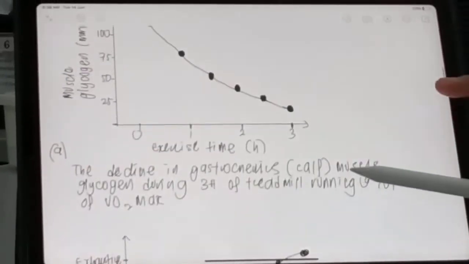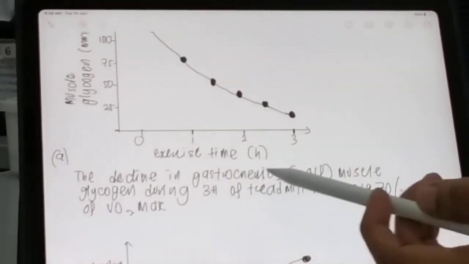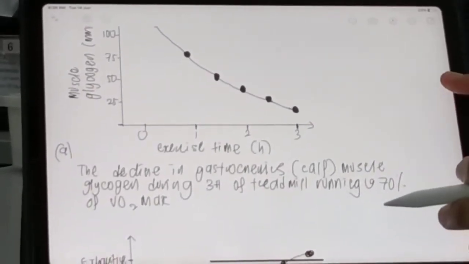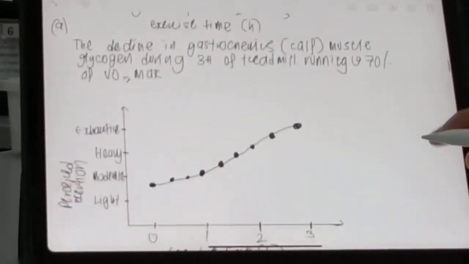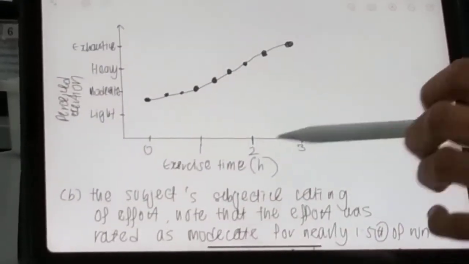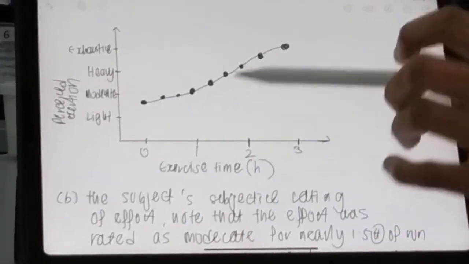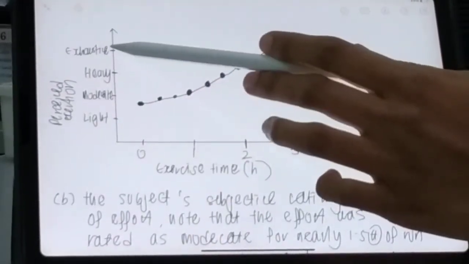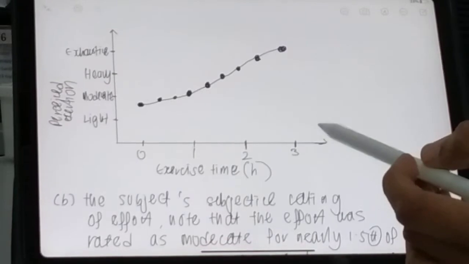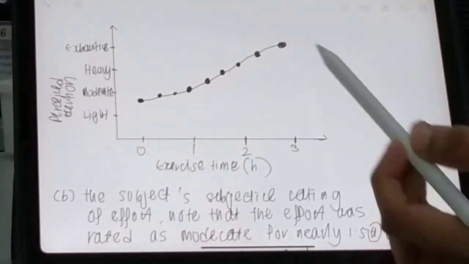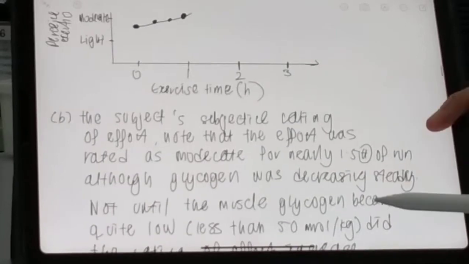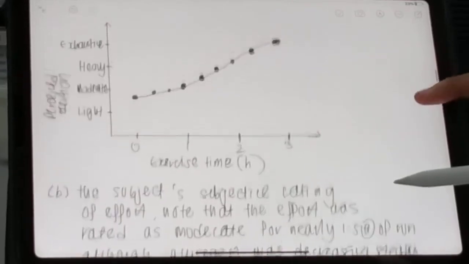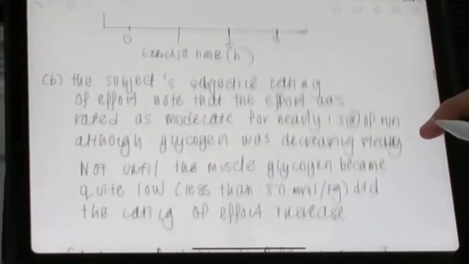This one they took as the decline in gastrocnemius calf muscle glycogen during 3 hours of treadmill running at 70% of VO2 max. Just an example. The other graph has exercise time of about 3 hours, and the y-axis is perceived exertion. So in 3 hours' time, it falls into exhaustion. This is just to show you how muscle glycogen depletion correlates with the exercise time.